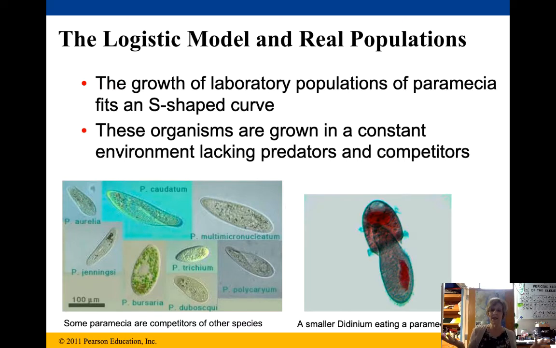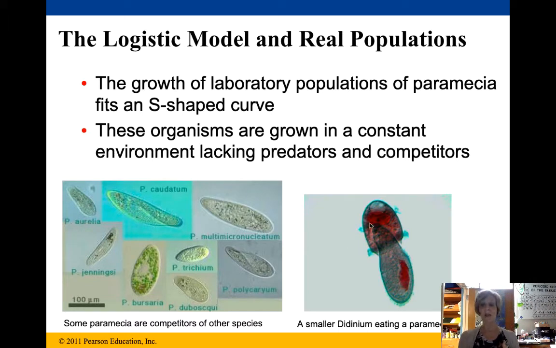So looking at this with real live organisms, let's pretend we have a population of paramecia. These are little protozoans, little ciliates that are one cell big, and they would fit into an S-shaped growth curve, depending, right? Some paramecia are competitors of other species, so they can compete for the same food and space, and they're also producing waste. And we also might have predation.